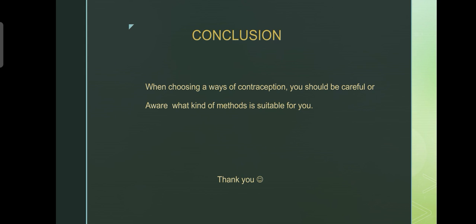Conclusion: when choosing a method of contraception, you should be careful and aware of what kind of method is suitable for you.